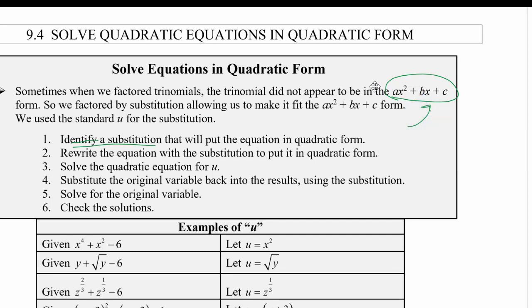Okay, and then once we rewrite the equation, we're going to solve this new quadratic equation. But instead of solving it for x, it's going to be for this new variable that we're going to introduce called u. And then after we solve for u, we're going to go back and solve for the original x. So let's show you with an example what I mean.